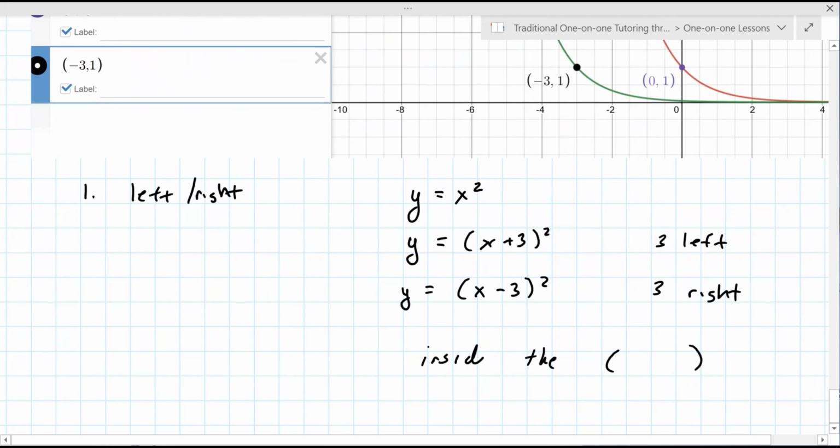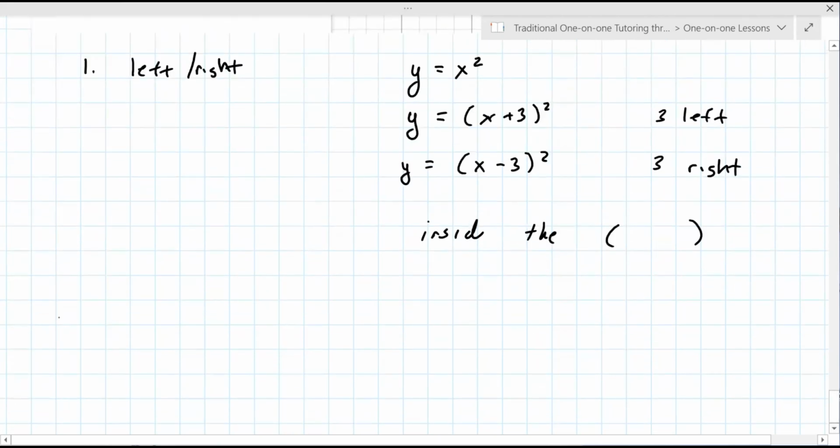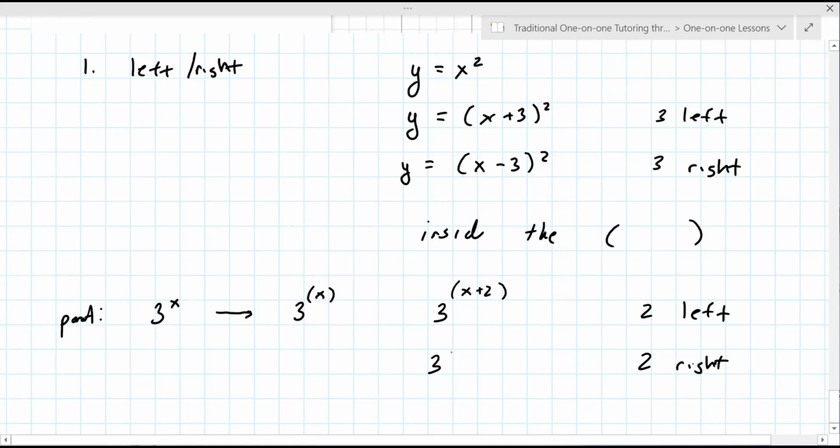Okay. But in your parent function this time was 3 to the x. And it's like, hey, where are the parentheses? The parentheses are around the x. Okay, so let's say we want to go 2 left. It would be 3 to the x plus 2. And these are essentially inside parentheses. And then if we wanted to go 2 right, what would that look like? What would go up here in parentheses?